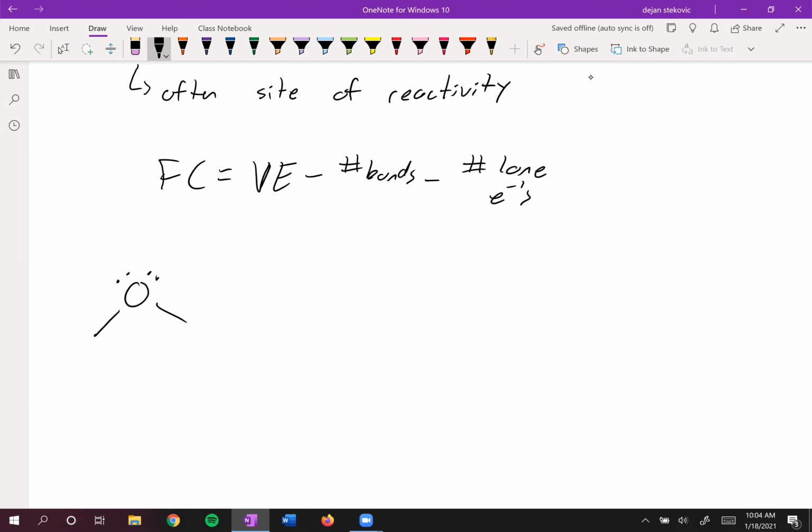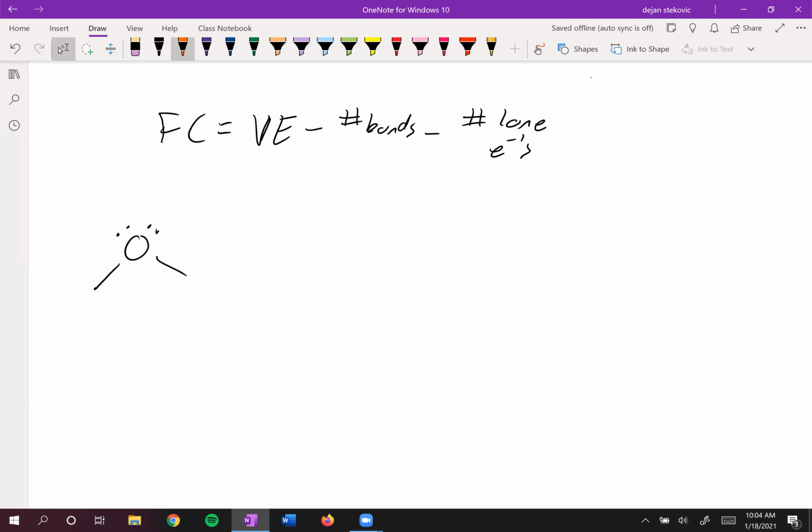So for example, oxygen, we can draw our kind of normal oxygen here where it has 2 bonds and 2 lone pairs. And so if we think about the formal charge here, oxygen normally has 6 valence electrons in its atomic state. Here it's got 2 bonds and then 4 lone electrons, right? 2 lone pairs for 4 lone electrons. And if we do the math here, we'll see a formal charge of 0.